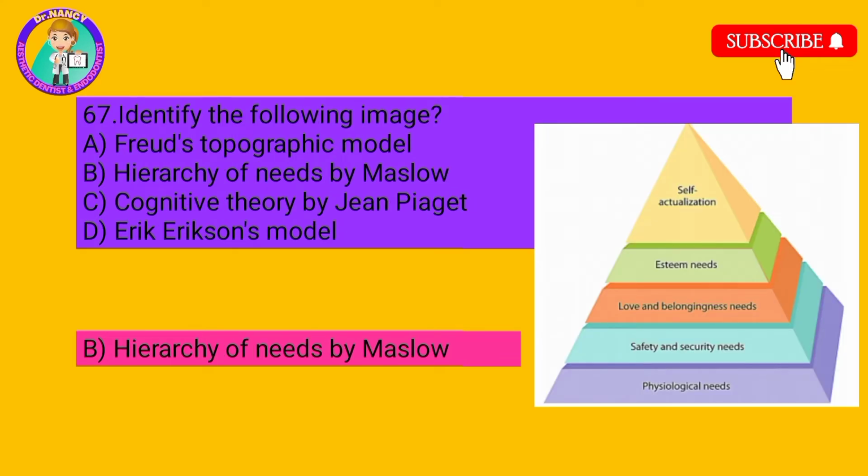Identify the following image which contains self-actualization, esteem needs, love and belongingness needs, safety and security needs, and physiological needs. Options: Freud's topographic model, hierarchy of needs by Maslow, cognitive theory of Jean Piaget, and Erikson model. Answer is hierarchy of needs by Maslow.